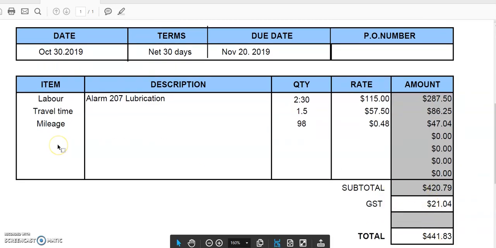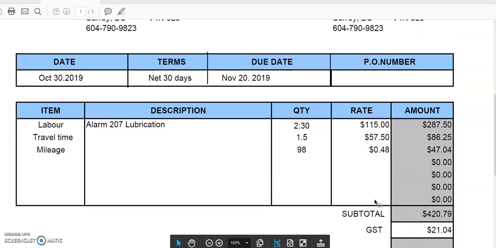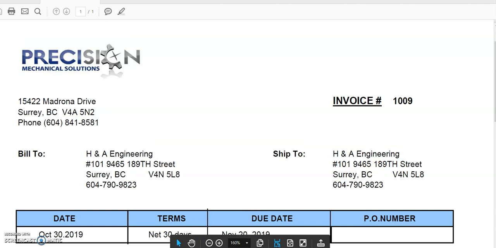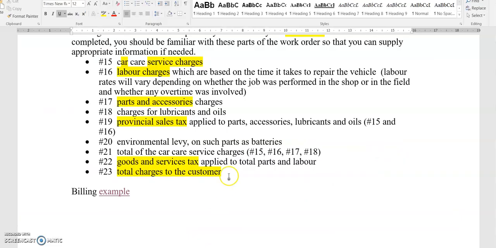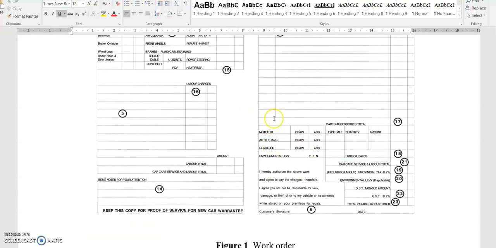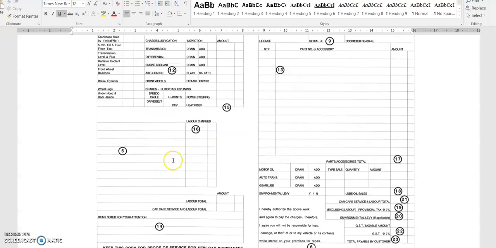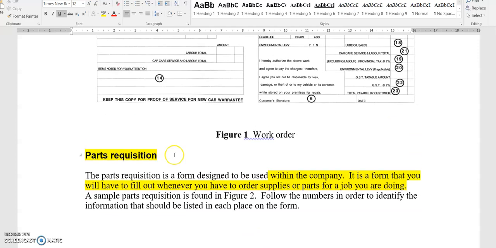So this billing invoice didn't have parts applied to the job, therefore there was no PST involved, and then the GST only, and then had a total at the end of the bill. So it's just an example of what you might be filling out. And you had a good example of work order, and if you look through it, it showed you what field gets filled with what. So hopefully it will make it more clear to you.